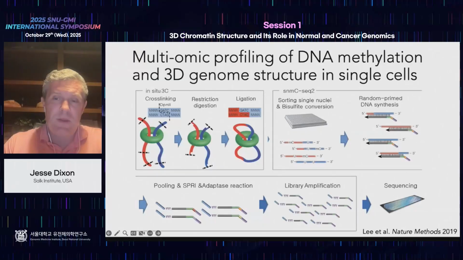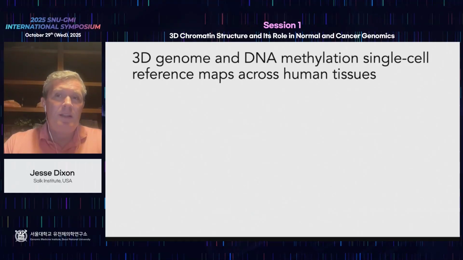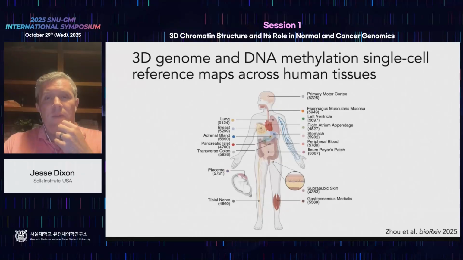So we published this method first a few years ago now, and we've been applying this in a variety of different contexts, but one that I'm particularly excited about, and that I'm going to tell you about some of our work today, is applying this across a wide variety of human tissues to generate an atlas of both 3D genome organization and DNA methylation across human tissues. So we've done this now for 16 different human tissues.